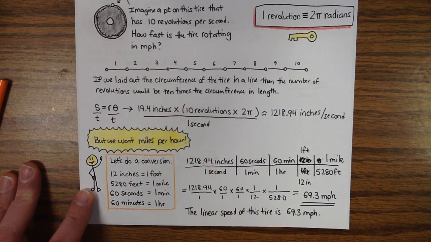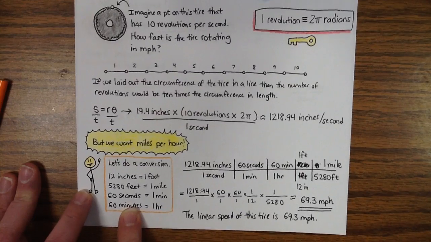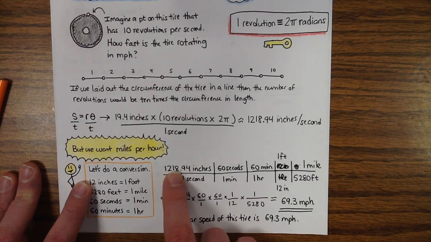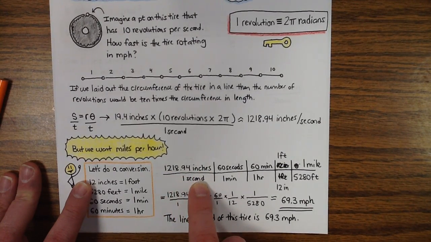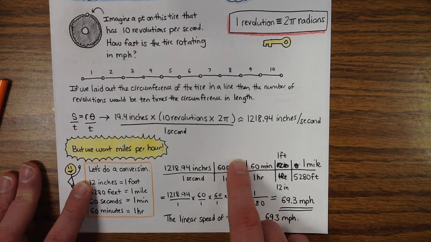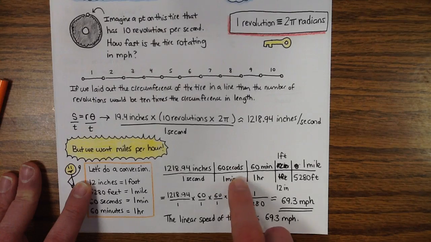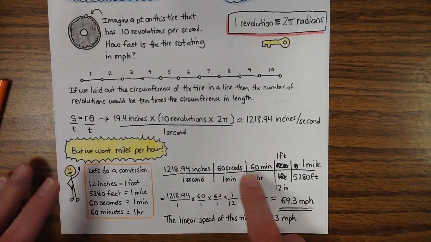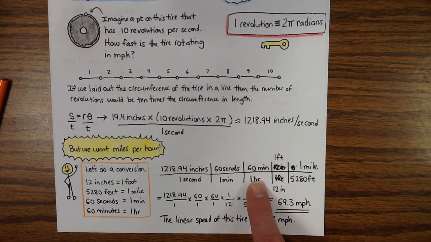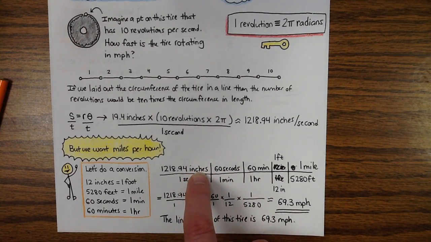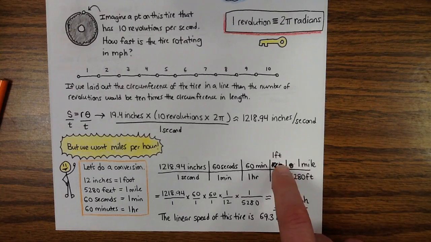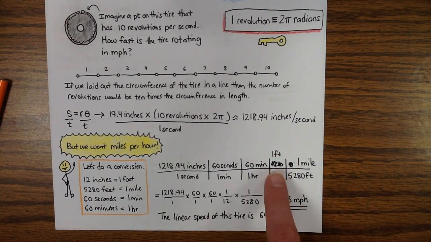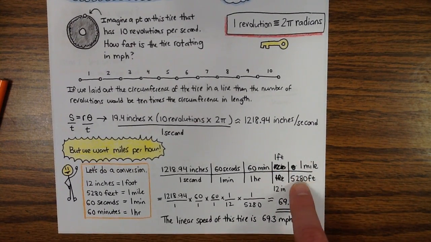And so we're going to do a conversion. We're going to use these standard conversion units right here. And so the first thing we do is we write up a table. 1,218.94 inches over 1 second. To get rid of the seconds, we multiply the top by 60 seconds and divide by 1 minute. That'll divide out the second unit. And then to get rid of the minute unit, we multiply the top by 60 minutes and divide by 1 hour. To get rid of the inches units, we multiply the top by 1 foot and divide by 12 inches. And then to get rid of the foot units, we multiply by 1 mile and divide by 5,280 feet.